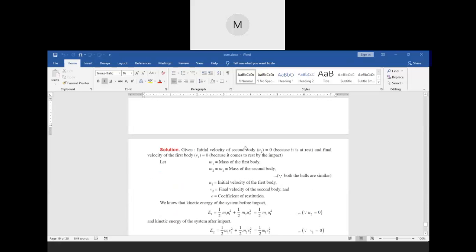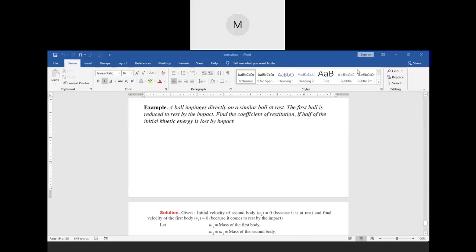Now, as per the question, it is given that the initial velocity of the second body u2 is equal to 0. Why is it 0? Because it is at rest. Look at the question first. Let me explain this numerical to you. A ball impinges directly on a similar ball at rest. The first ball is reduced to rest by the impact. Now you have to find out the coefficient of restitution.